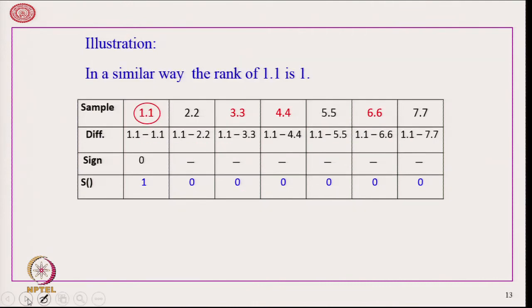Another example: what is going to be the rank of 1.1? What we are doing is, from 1.1 we are subtracting all the observations, and all of them are negative except 0. So, in the S function we get only 1, 1 and the remaining are all zeros. Therefore, the rank of 1.1 is equal to 1.